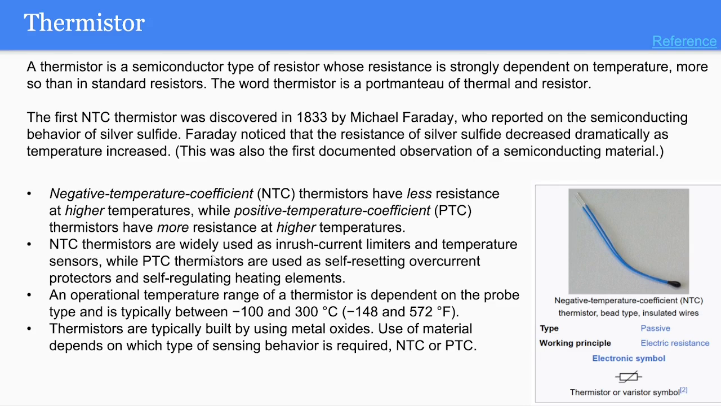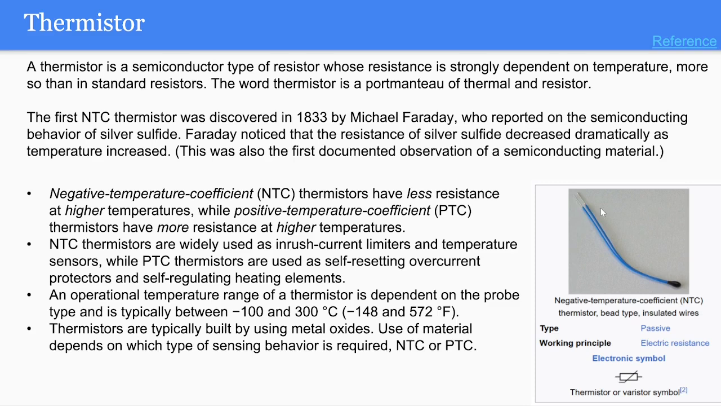So NTC thermistors are widely used as inrush current limiters and temperature sensors, while PTC, positive temperature coefficient thermistors, are used as self-resetting overcurrent protectors and self-regulating heat elements. All pretty self-explanatory terms. The operational temperature range of a thermistor depends on the probe type and is typically between minus 100 and 300 degrees Celsius. Make sure that you know that. Thermistors are typically built using metal oxide. The material you use depends on which type of sensing behavior is required, NTC or PTC.